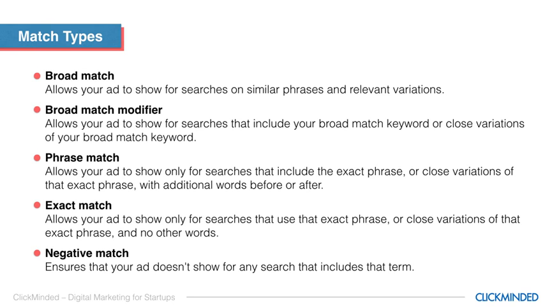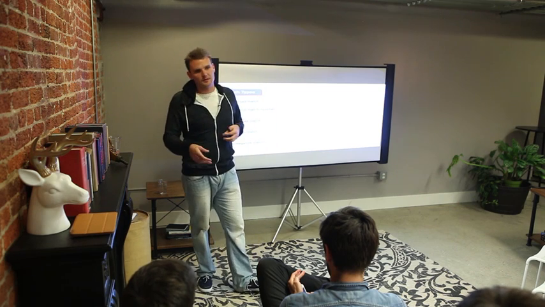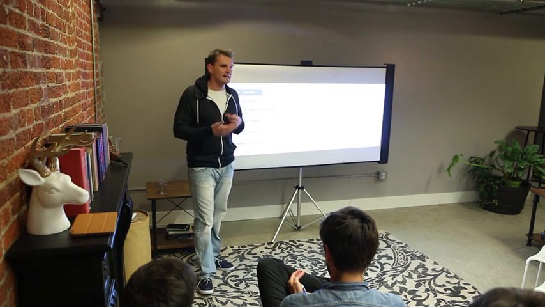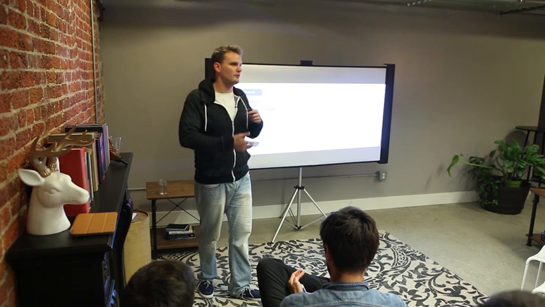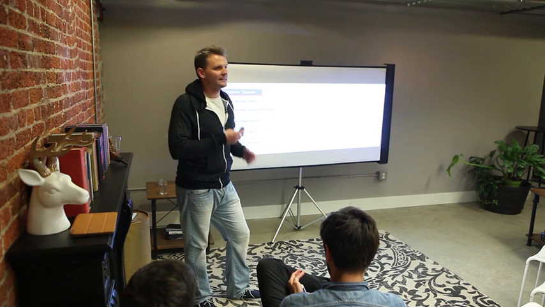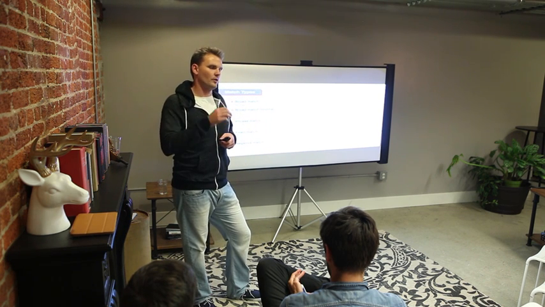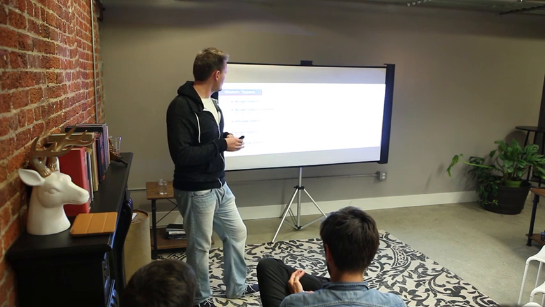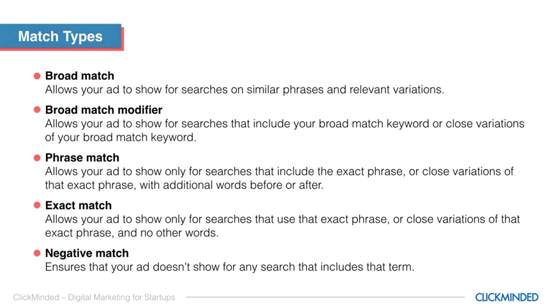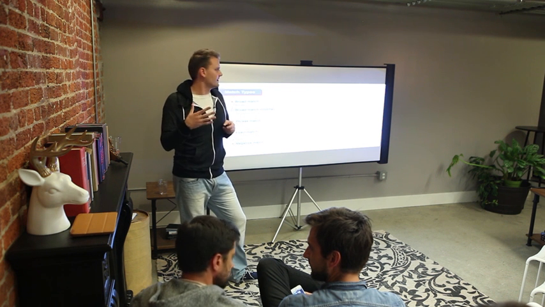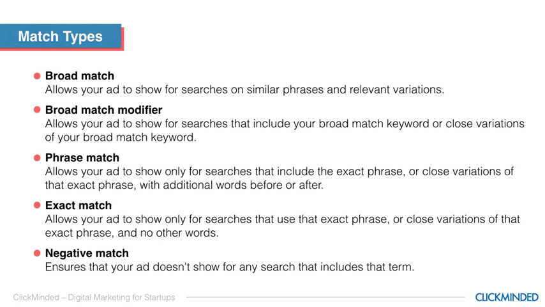So if I type in shoes for a broad match, that could be shoes, that could be sneakers, that could be sandals, that could be Nikes, that could be Reeboks, that could be blue Reeboks, right? It's basically anything that Google says or Google thinks is relevant to that phrase. There's broad match modifier, which allows your ad to show for searches that include your broad match keyword or close variations of your broad match keyword. That's essentially broad match, but much tighter, much more consolidated in that family of keywords.